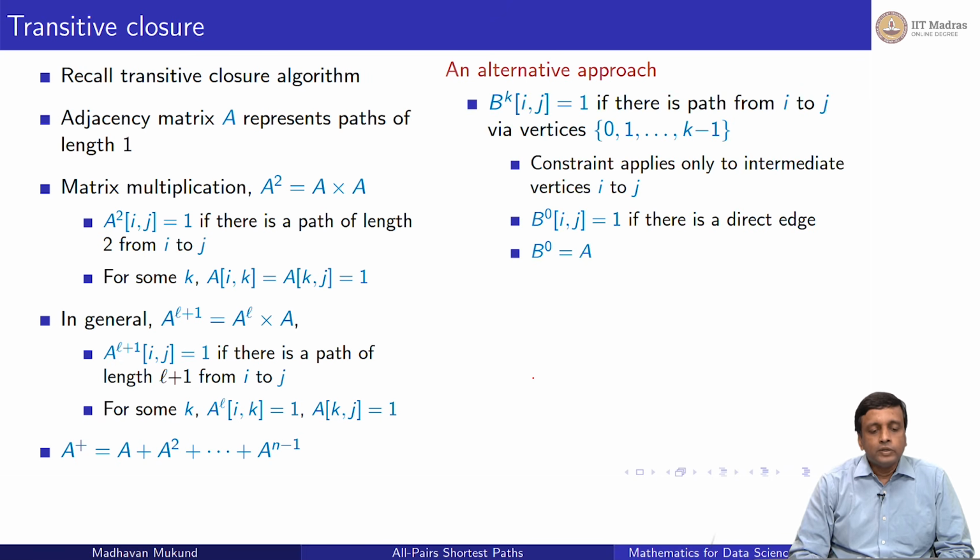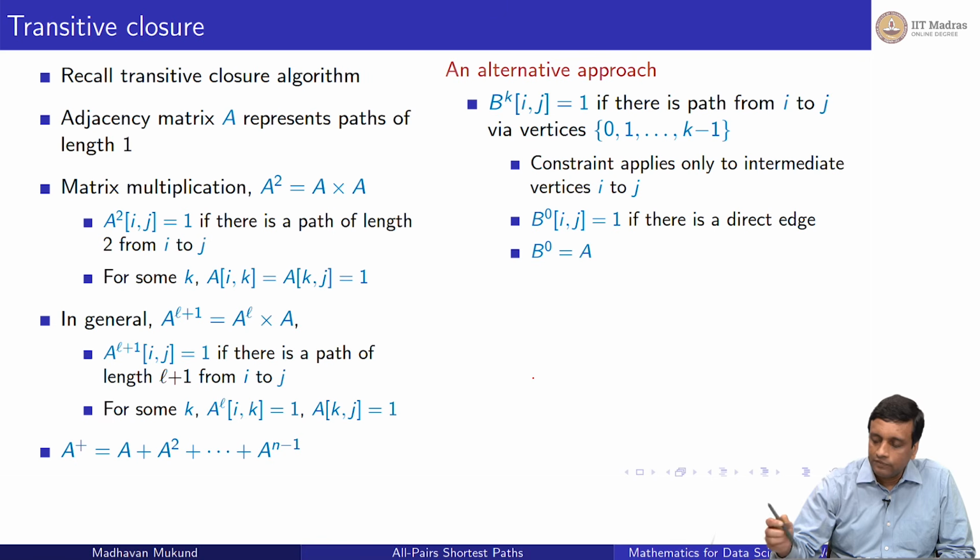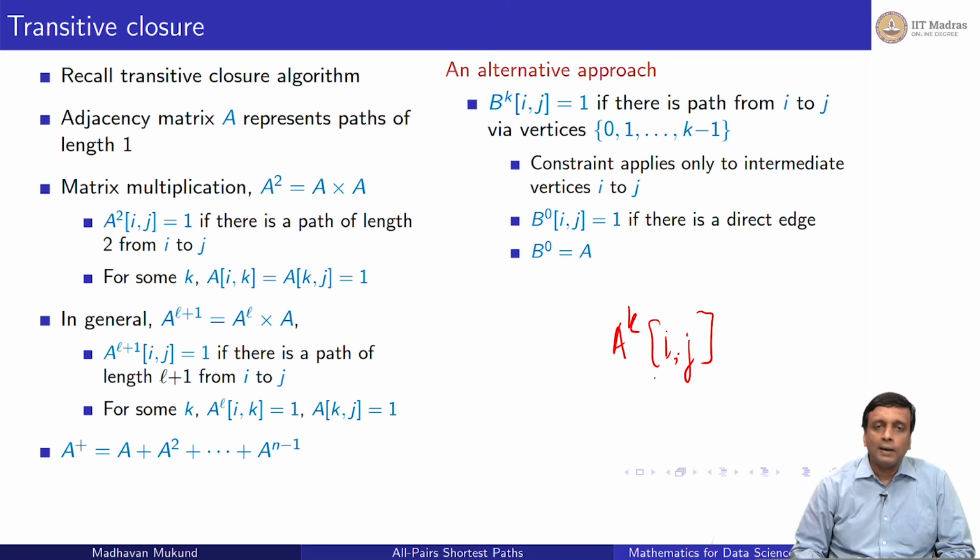So just to distinguish it from the earlier one, let's call it B. Earlier we had A to the k, right? A to the k at i, j was referring to paths of length k. It says that there is a path of length k from i to j. So here I have something else. B k i j does not refer to the length. It refers to which vertices I am allowed to visit on the way from i to j. I am not obliged to visit all of them, but I can't visit anything outside the set.